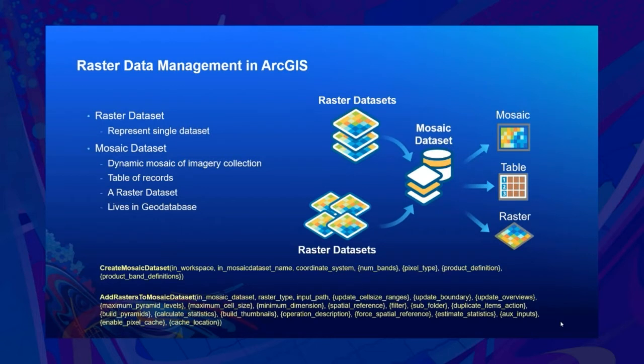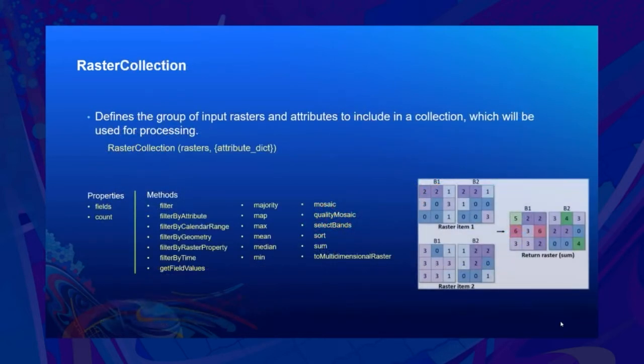But sometimes you don't want to create a persistent data set combining all these things. What you want to do is create a raster collection, which is kind of dynamic. And how do you do that? You use the raster collection class to do that collection, right? And when you create that collection, you can actually do a lot of things with it.